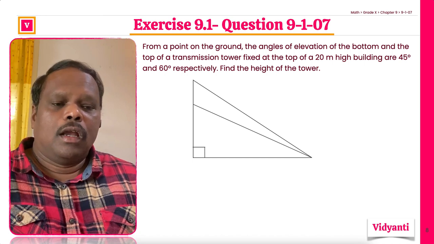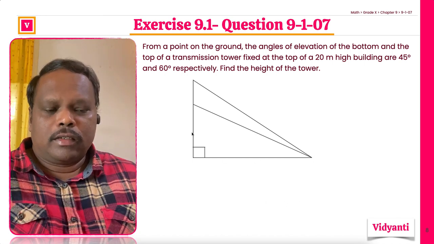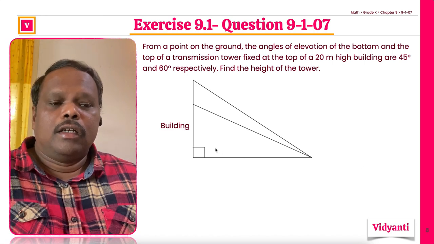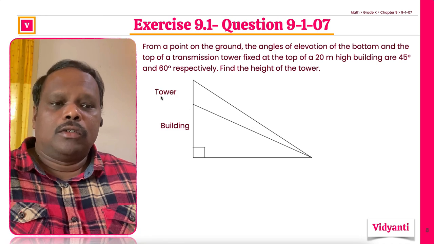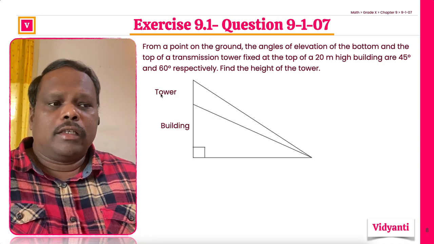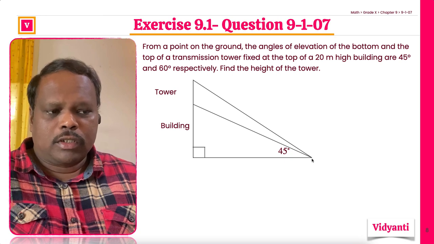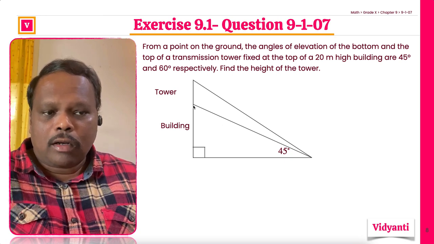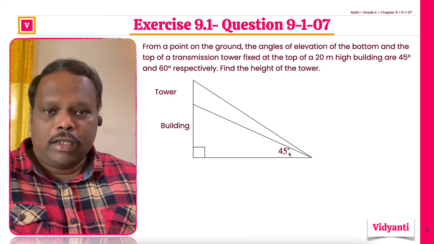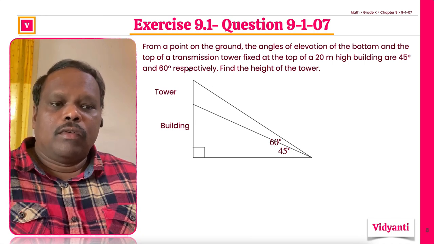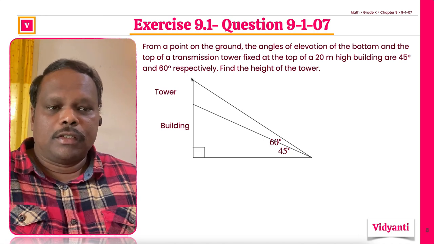Let's see. So in this case, the person is standing here and this is the building. So let's mark it right there. This is the building, and on top of the building, we have a transmission tower. So let's mark it here. It is given in the question that the angle of elevation, when the person looks at the bottom of the tower, which is the top of the building, is 45 degrees. And when he looks at the top of the tower, the angle of elevation changes to 60 degrees.